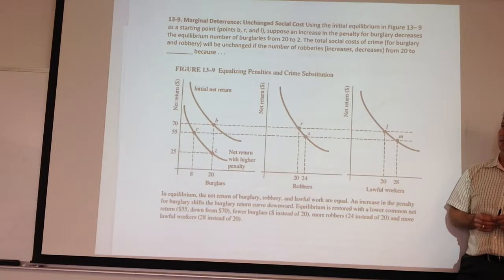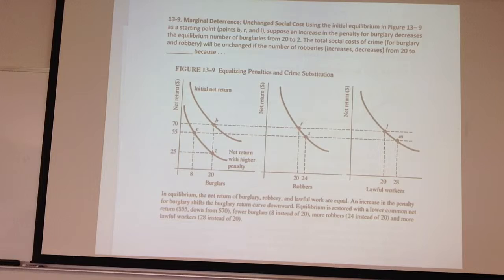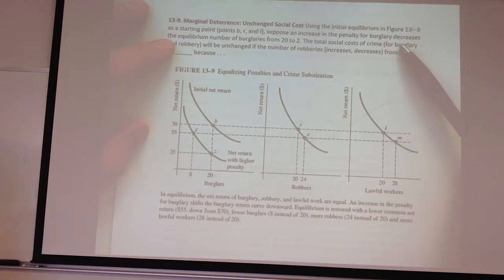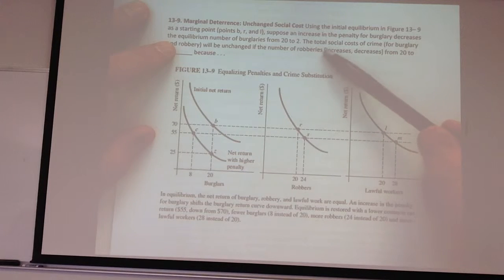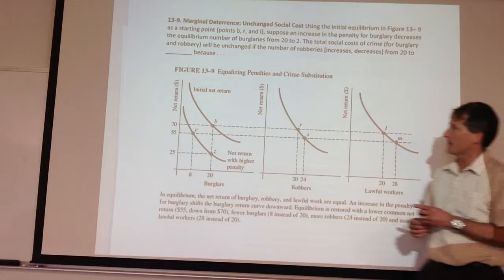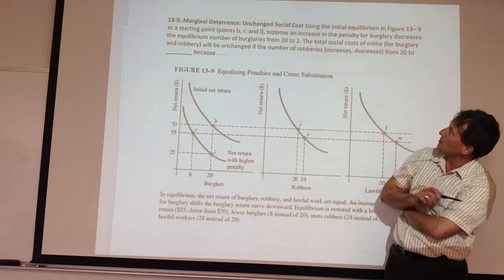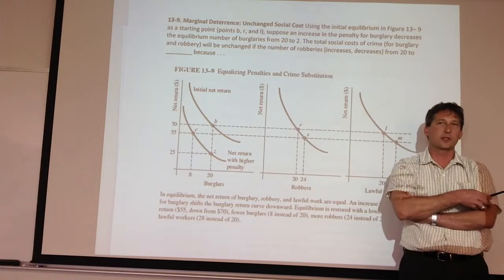So what's the problem? Okay, the problem here. Using the initial equilibrium as a starting point, we're just going to look at VR and L. Suppose an increase in the penalty for burglary decreases the equilibrium from 20 to 2. So we're going to change it from 20 to 2. The total social cost of crime will be unchanged if the number of robberies increases from what to what. So what would cause social cost now? We're kind of stretching this one a little bit. What goes on with social cost?